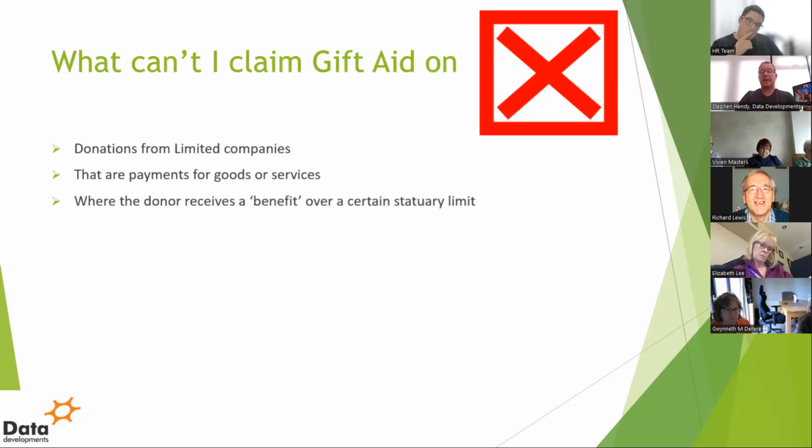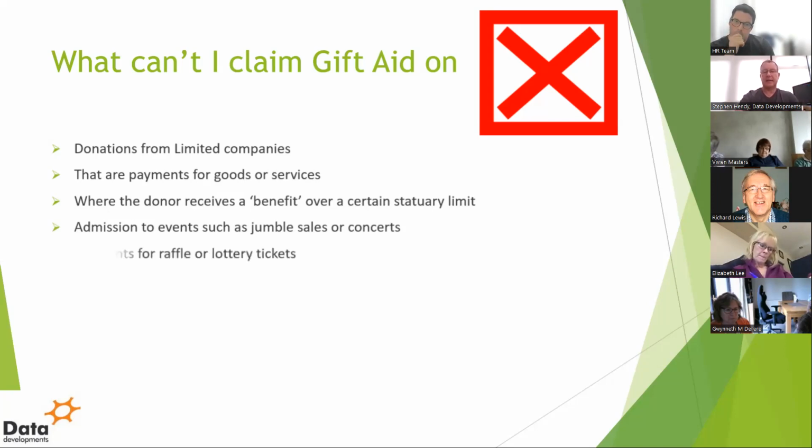Whether the donor receives a benefit, and there's all sorts of rules about benefits in there, which will take quite a while to go through. I'll come back to that later, if you're interested, how you get more information on it. Admissions to events such as jumble sales or concerts, again, they're paying to go into those events. It's not a donation, it's a pay to attend. And we'll be covering that later on with the concert section. Payment for raffle or lottery tickets, again, it's a payment, it's not a donation.